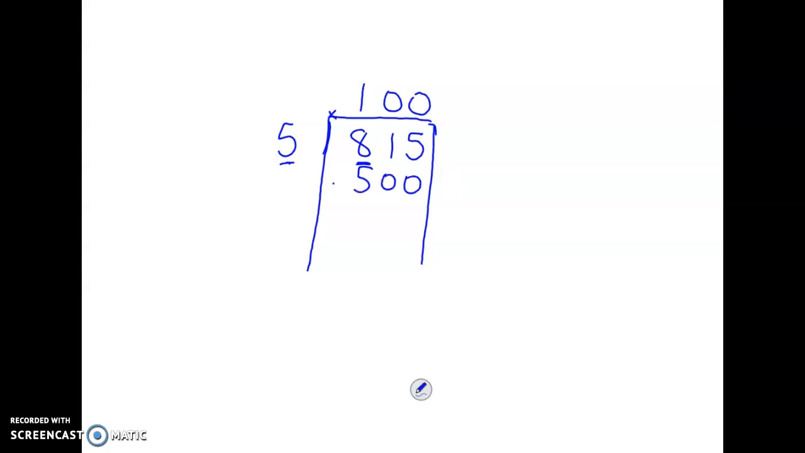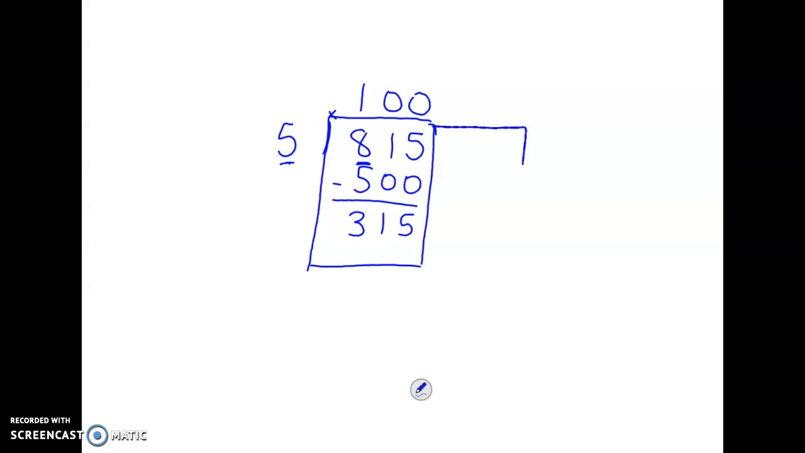My next step is I'm going to subtract, because I'm taking those out of the 815. I subtract and I get 315. Now I'm going to make the bottom of my box. Could I have an answer of 100 with a remainder of 315? No, that doesn't make any sense at all. I know that I can make more groups of 5 out of that 315. So I'm going to continue my dividing.